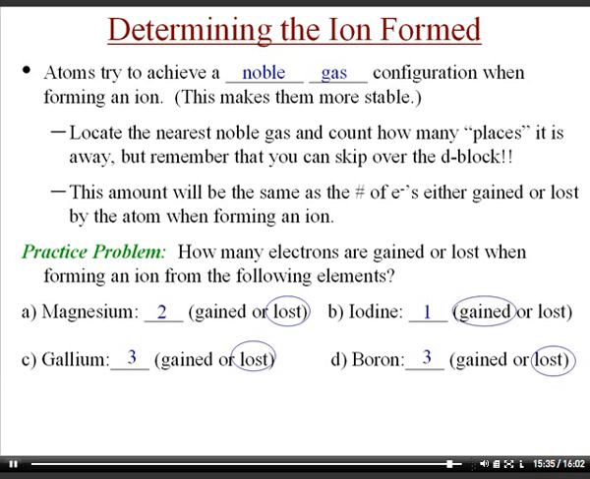So here's basically the pattern. If you're in group 1, 2, and 3, you lose 1, 2, and 3. And if you're in 5, 6, or 7, you gain 3, 2, or 1. Now you don't need to worry about elements in the D block or the F block because we're going to save that for AP Chemistry. And if you're in group 4, you actually could gain or lose 4, so we don't worry about gaining or losing 4 because typically those elements make covalent bonds and they share electrons instead of transferring them.